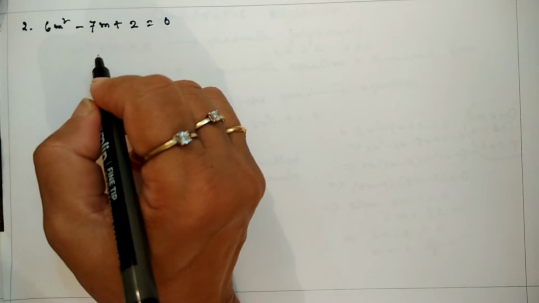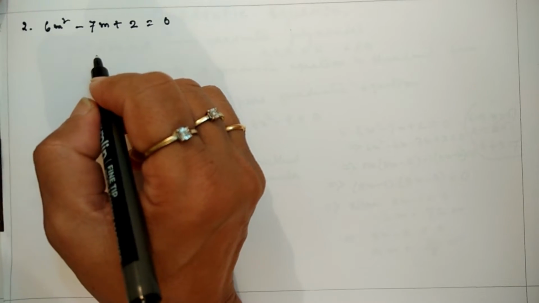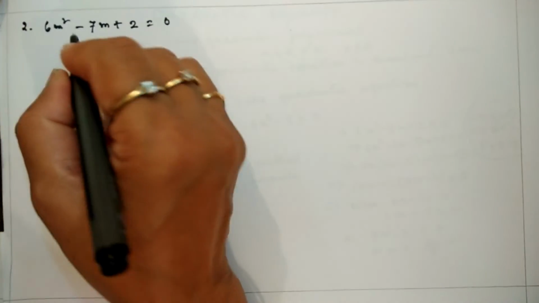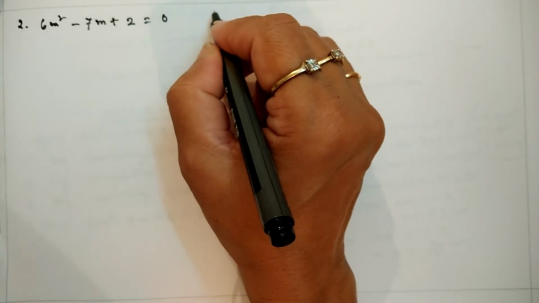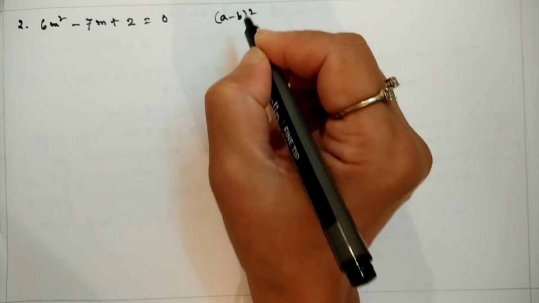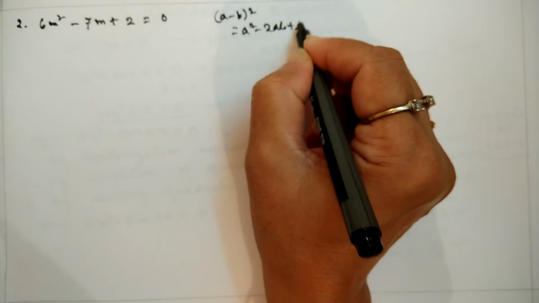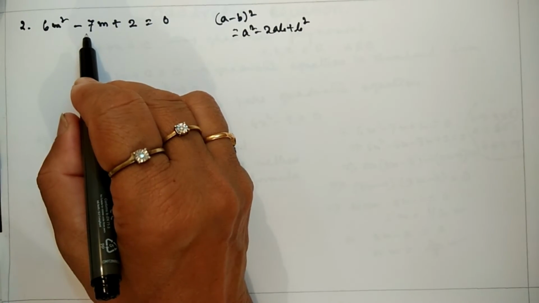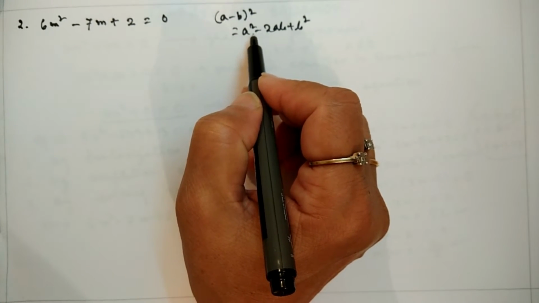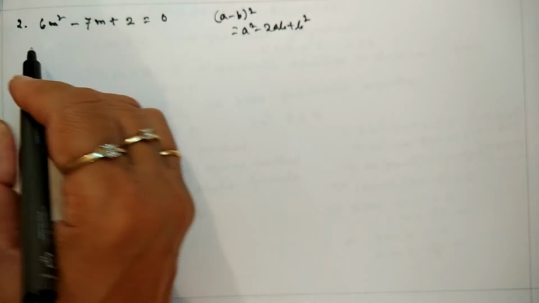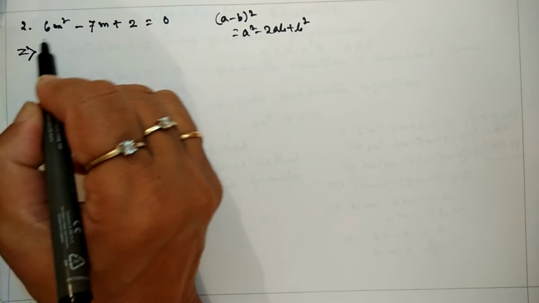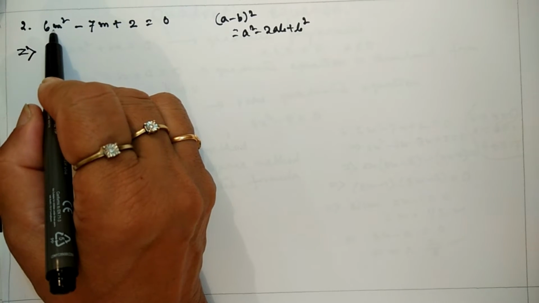Second method. Here the sum is 6m² − 7m + 2 = 0. So this is the completion of square method. Here we will convert it into square form. As there is a minus sign, we will use the (a − b)² identity, which is a² − 2ab + b². So we will bring this equation into a² − 2ab + b² form, then we will go to the whole square. Now we cannot make this term a whole square yet.